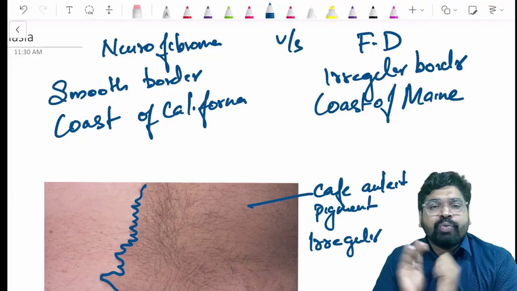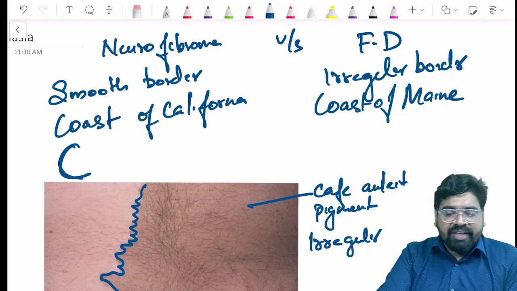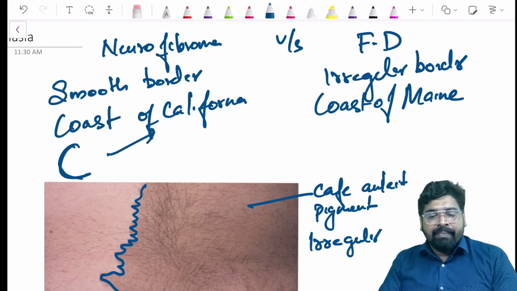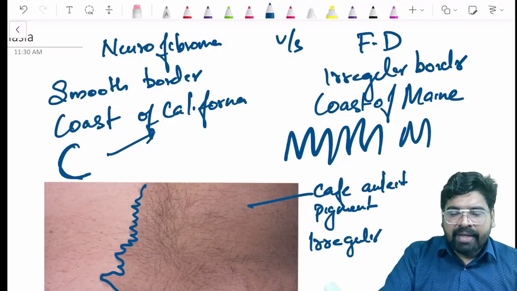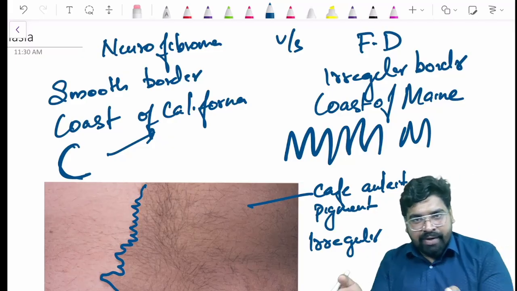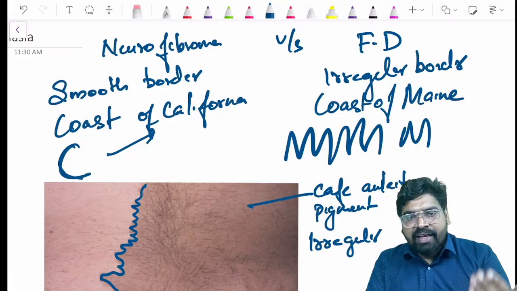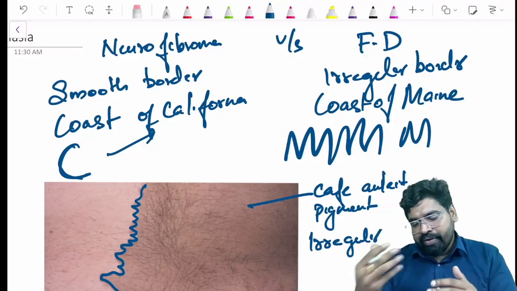Soft is smooth, and when you write the C of California, it is very smooth. But when you write the M of Maine, it is irregular. So Maine is irregular, it is in fibrous dysplasia, and C is smooth in the coast of California. This is how you remember.